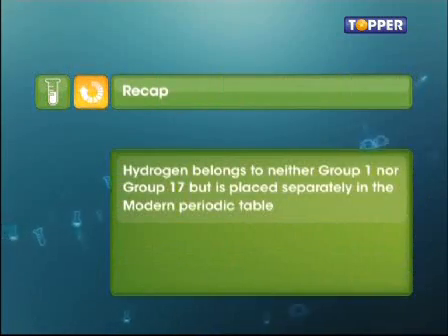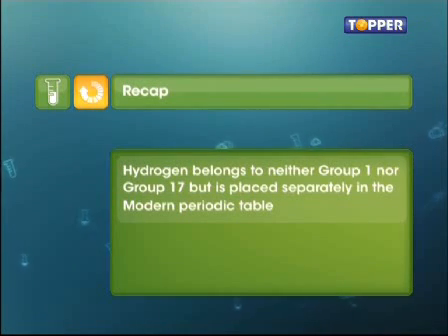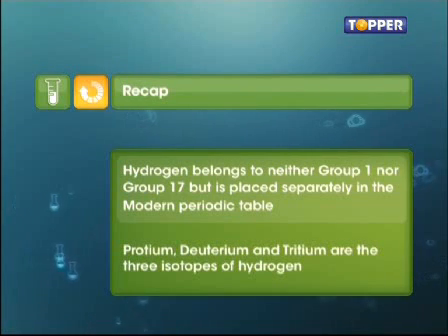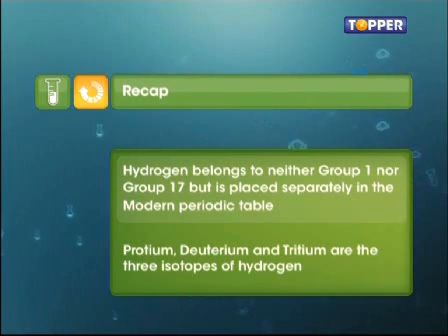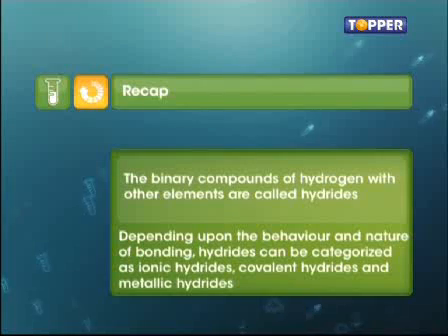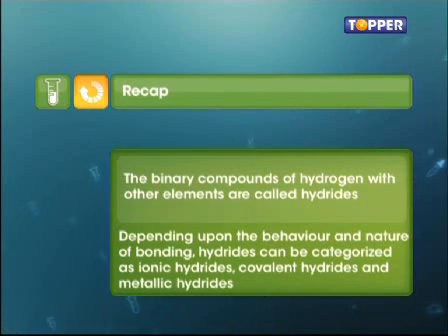But before we proceed, let's do a quick recap of what we have learned today. From this episode, we have learned that hydrogen belongs to neither group 1 nor group 17 but is placed separately in the modern periodic table. Protium, deuterium and tritium are the three isotopes of hydrogen. The binary compounds of hydrogen with other elements are called hydrides. Finally, depending upon the behavior and nature of bonding, hydrides can be categorized as ionic hydrides, covalent hydrides and metallic hydrides.